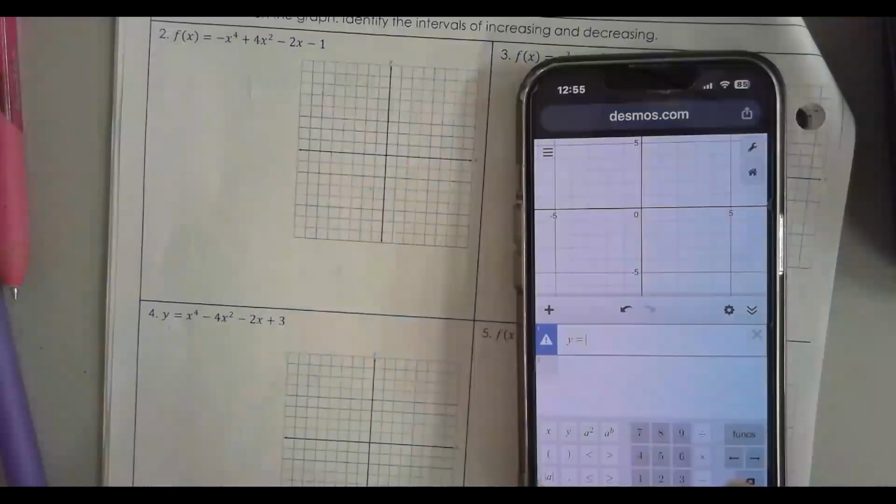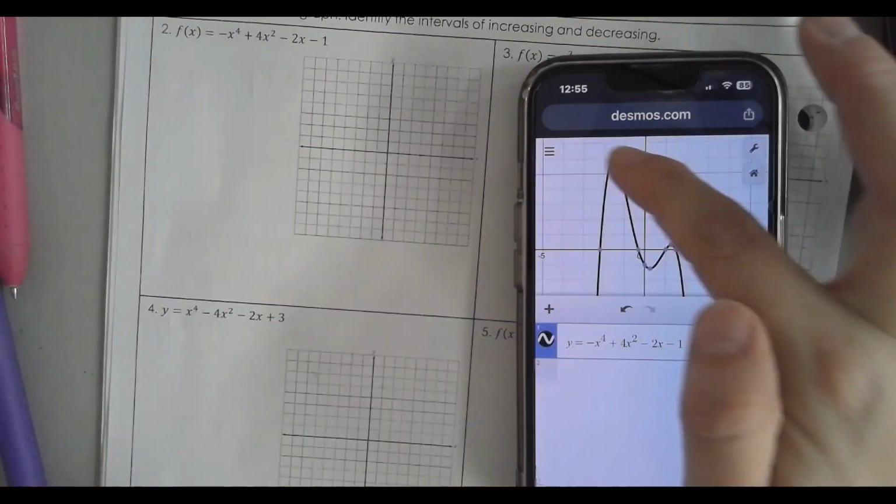Let's do another example. Again, normally you would be graphing negative x to the 4th plus 4x squared minus 2x. We have a maximum.